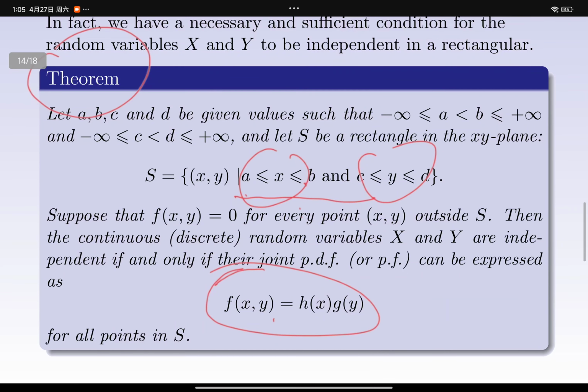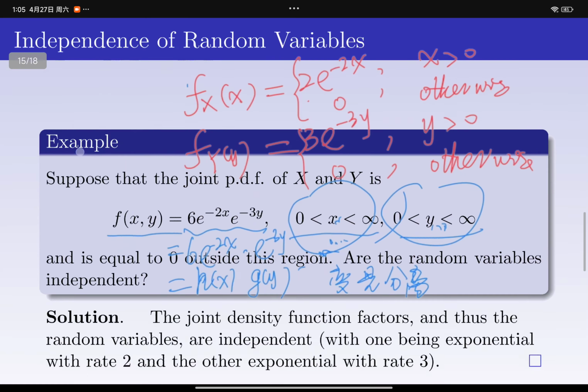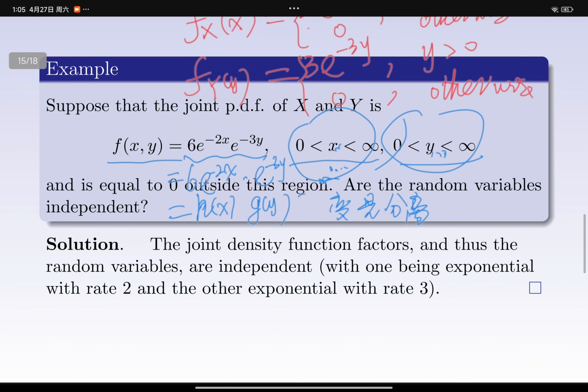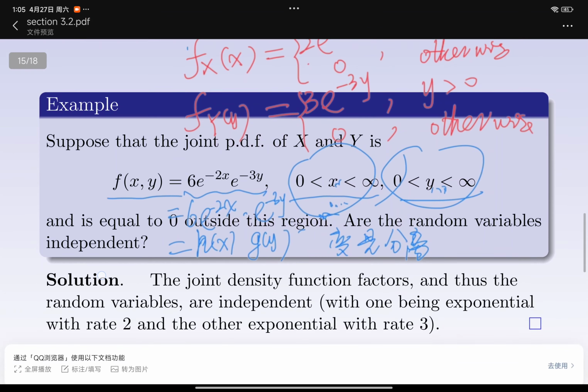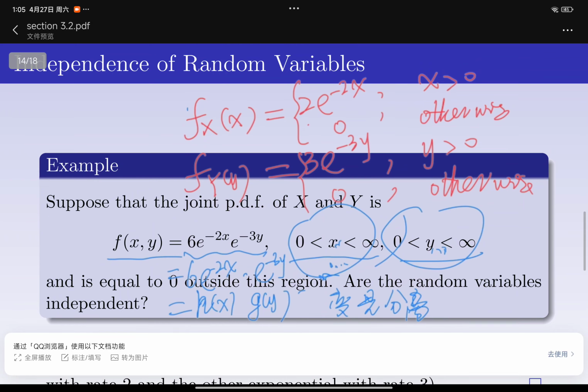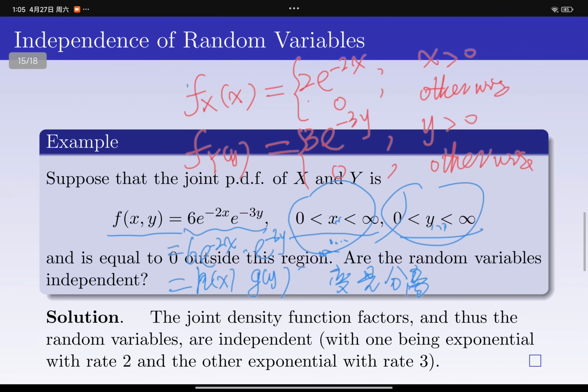if and only if they can be represented as h of x times g of y, then the continuous random variables are independent. They can be split into different groups, with only x groups and y groups. Okay, so this is the independence of random variables.